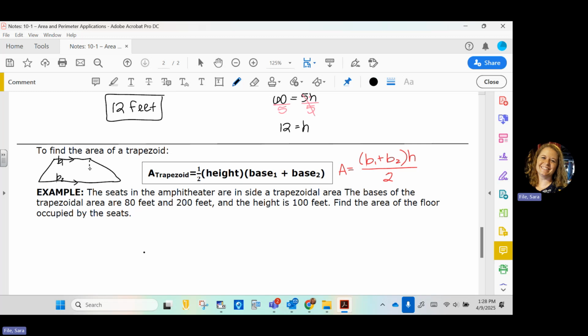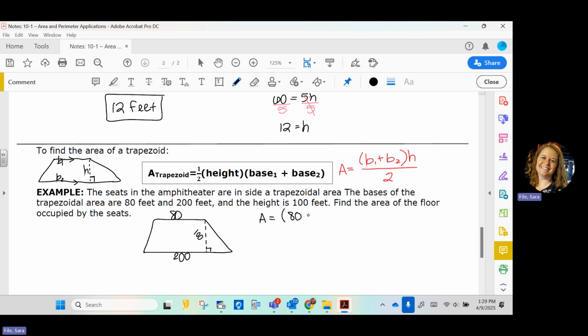The height is the distance between those 2. And again, it's got to be perpendicular to the bases. The height and bases are perpendicular. They make a 90-degree angle. Okay, so in this example, it says the bases are 80 and 200, and the height is 100. Find the area of the floor occupied by the seats. So I want the area of this trapezoid.